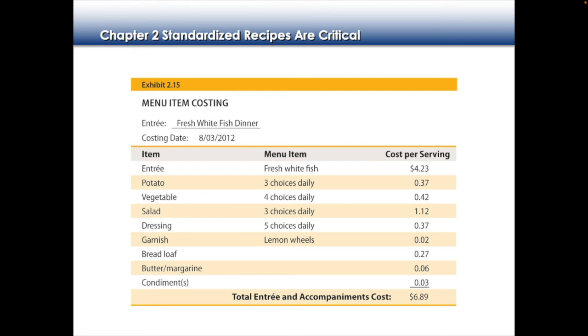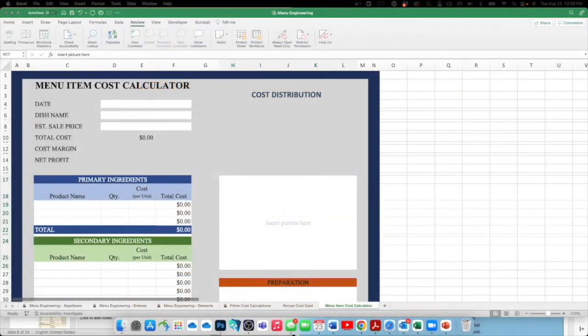I've got one in this menu engineering spreadsheet that's actually a little bit different that I'll show you how to do. But essentially, you're going to do a similar thing. You're going to provide it a cost per serving, and that's how we'll do that. So let's see how that looks. Okay, so here is the menu item cost calculator I've got. We're going to call this one a New York strip dinner.